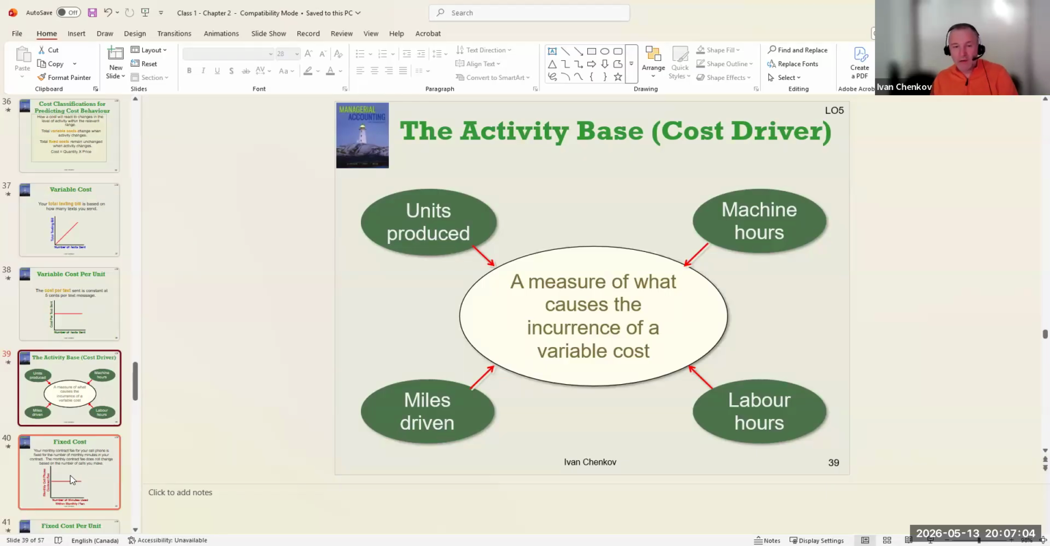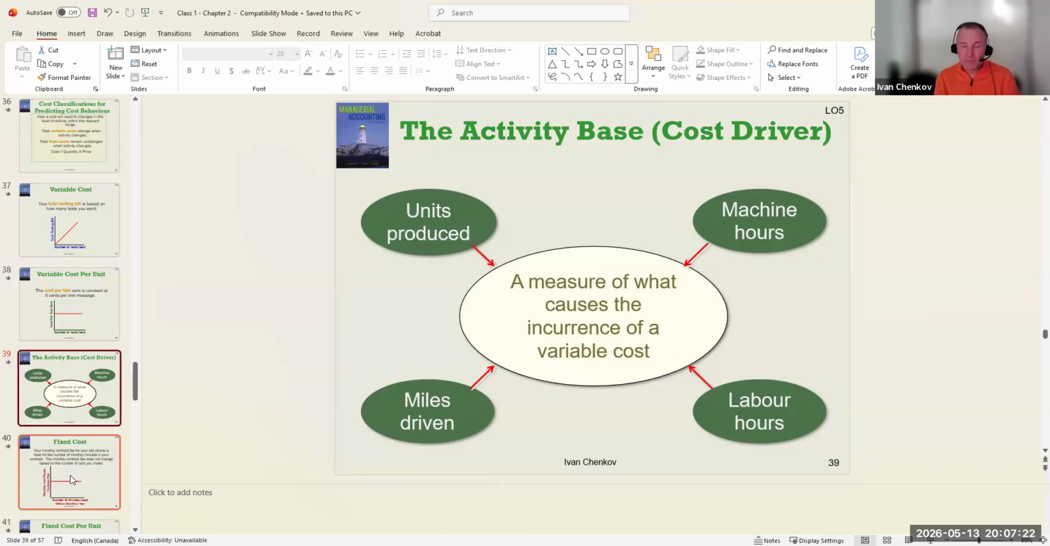If we're using the car, then it will be based on the mileage that the car drives. If you don't drive the car, there's no cost. The more you drive, the more you have to pay. The less you drive, the less you have to pay. Labor hours is another thing.